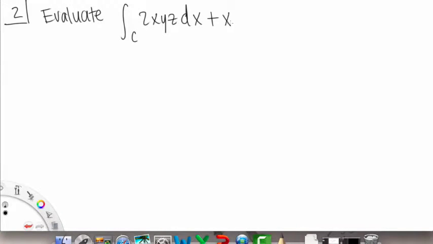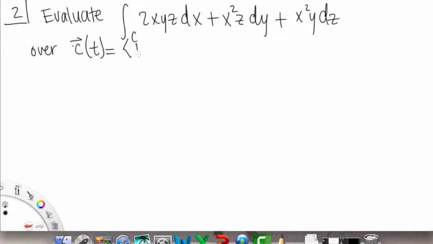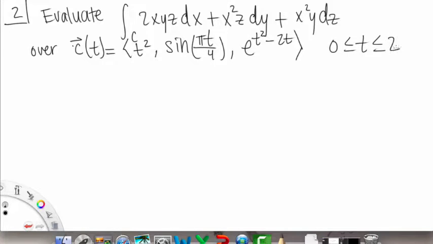Problem 2 tells us to evaluate the integral of 2xy dx plus x squared z dy plus x squared y dz over the curve given by c of t equals ⟨t squared, sine(pi t over 4), e to the t squared minus 2t⟩, where t stays between 0 and 2.